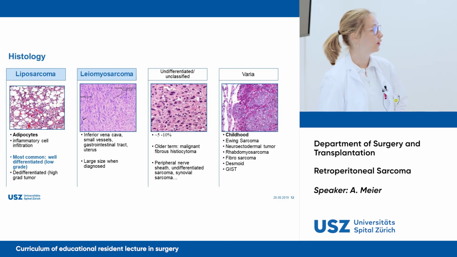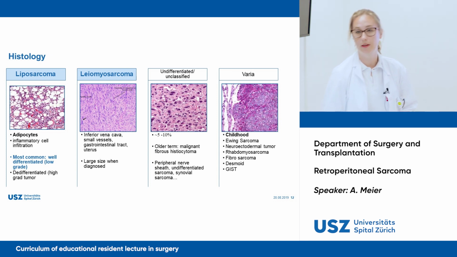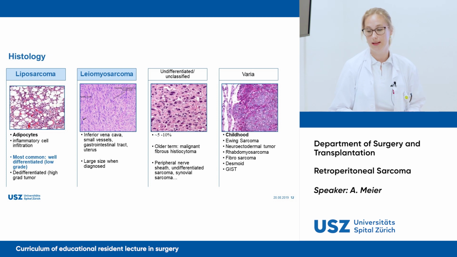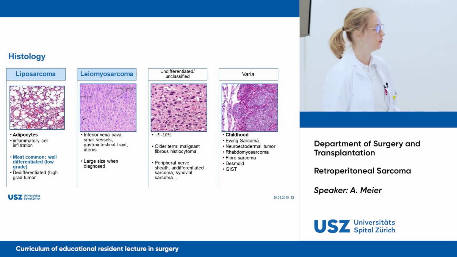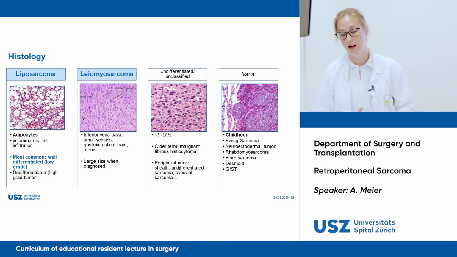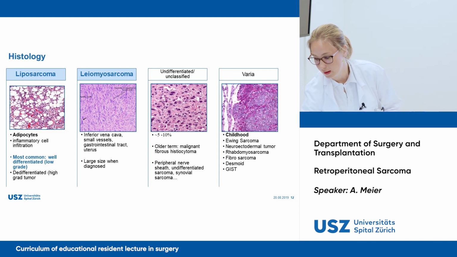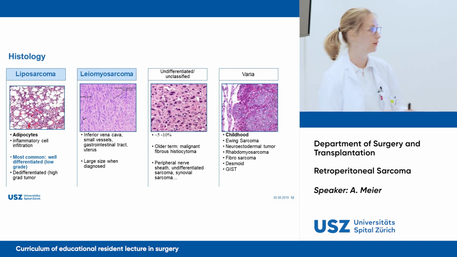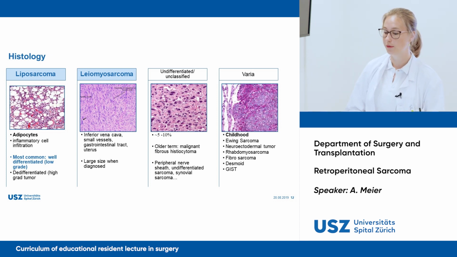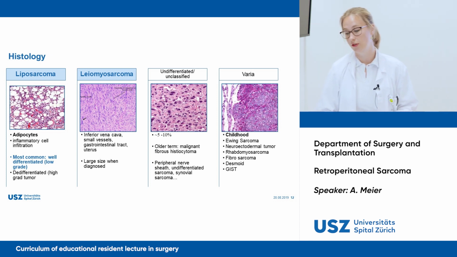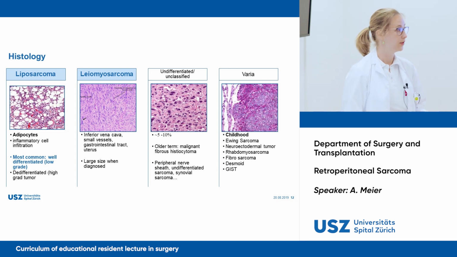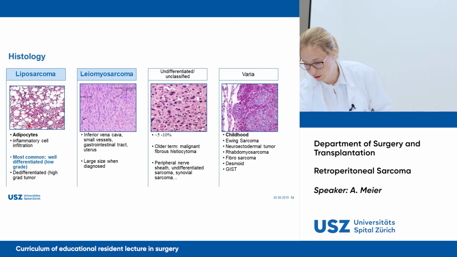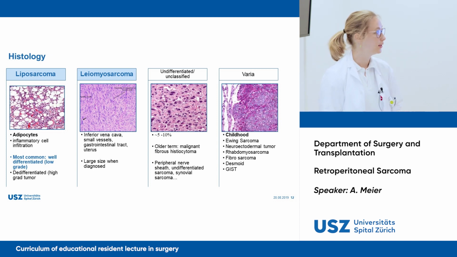There is leiomyosarcomas. They arise from the inferior caudal vein, from small vessels, from the gastrointestinal tract and the uterus, and it's often larger in size when we diagnose. They're unclassified and undifferentiated tumors, more or less also mixtures, about 10%. The older term was malignant fibrous histiocytoma, and it comes often from peripheral nerves, undifferentiated sarcomas, synovial sarcomas, and a mixture. And there are variant ones.